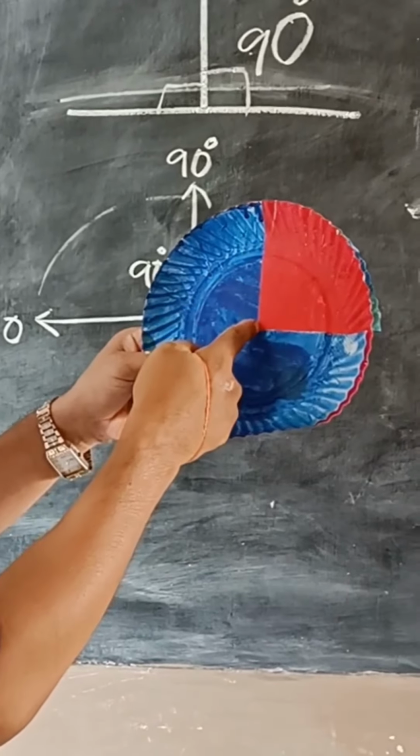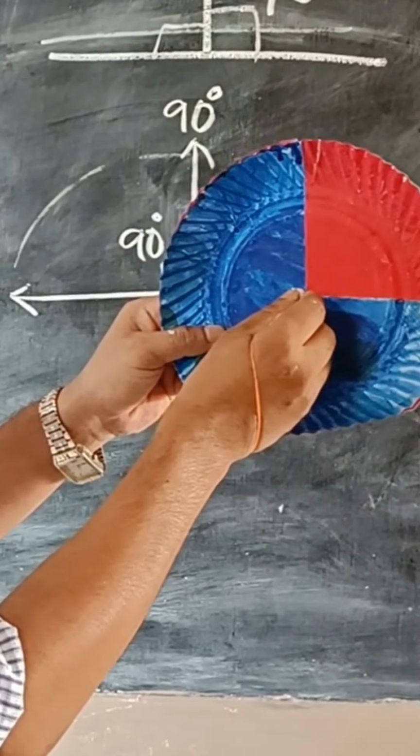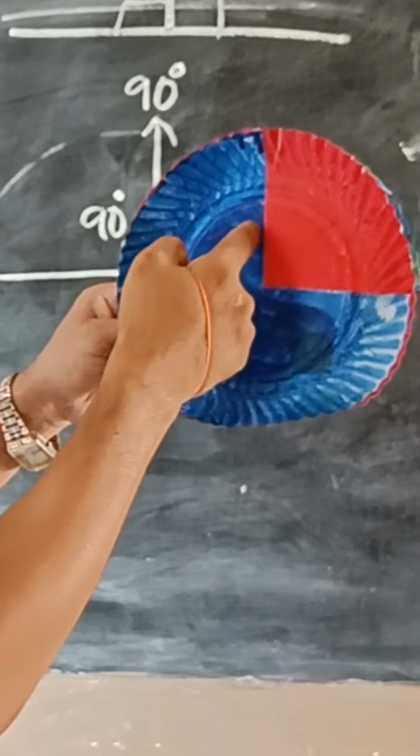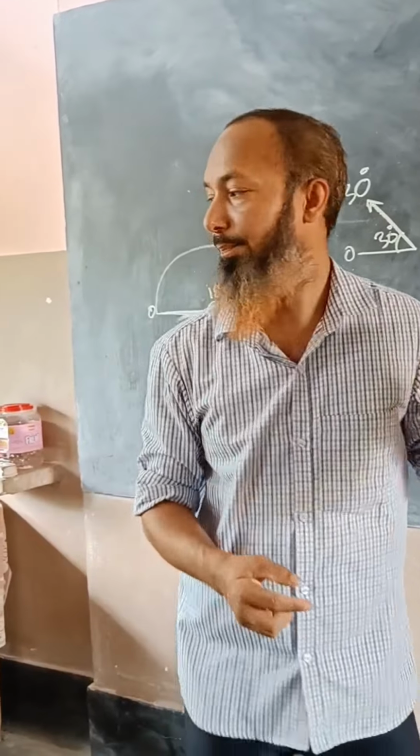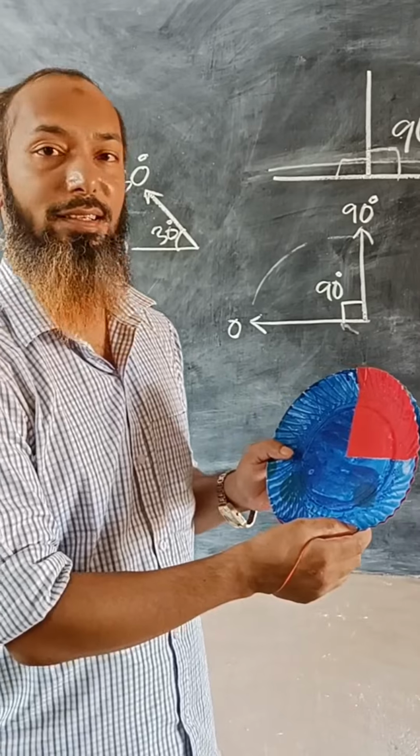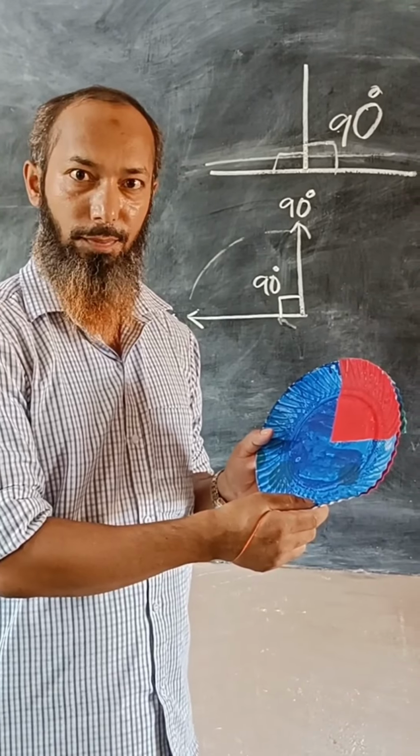And this line, what we can see from the center. If this one is a center, then this is the line drawn to the circumference. Now let me show you another demonstration of a circle and its various terminology or terms.